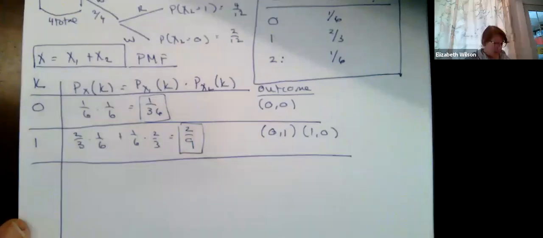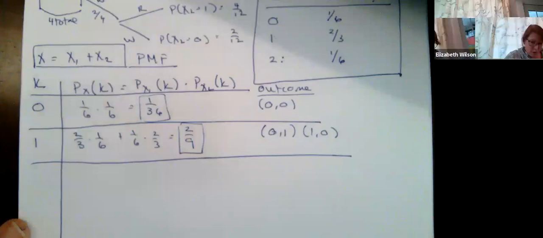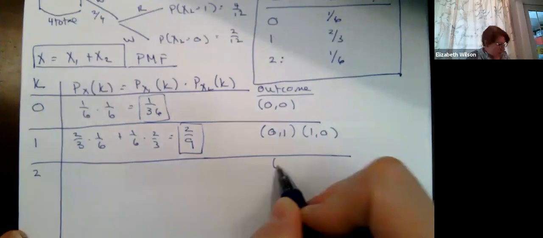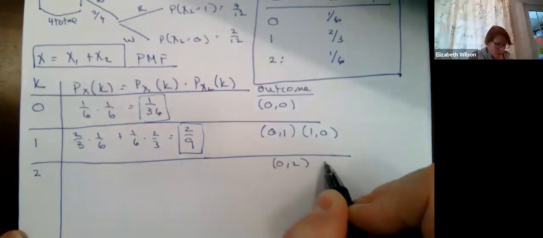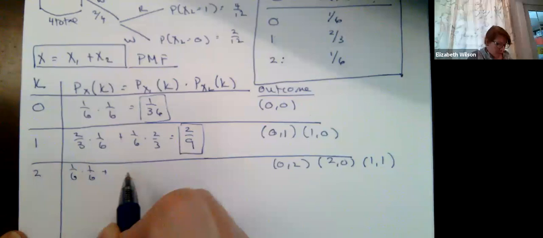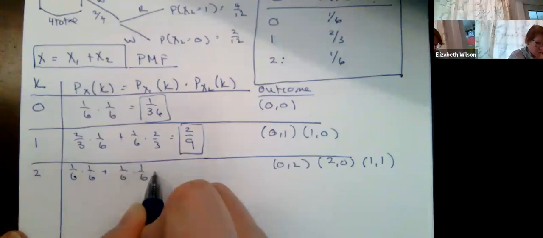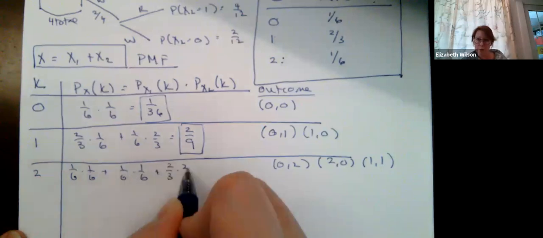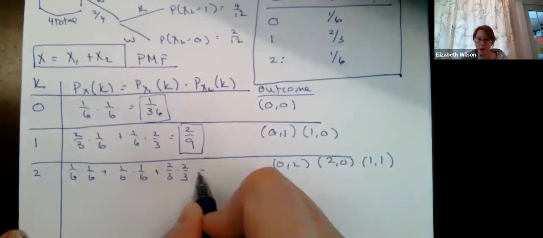K equal to 2 can happen like this. I can go 0 and 2, 2 and 0, or I can go 1 and 1, to sum up to 2. So I'm going to multiply these out and add up each individual piece. So this is going to be 1/6 times 1/6, plus 1/6 times 1/6, plus 2/3 times 2/3. These are my options for how I'm going to get there. When I added everything up and combined like terms, I ended up getting 1/2.